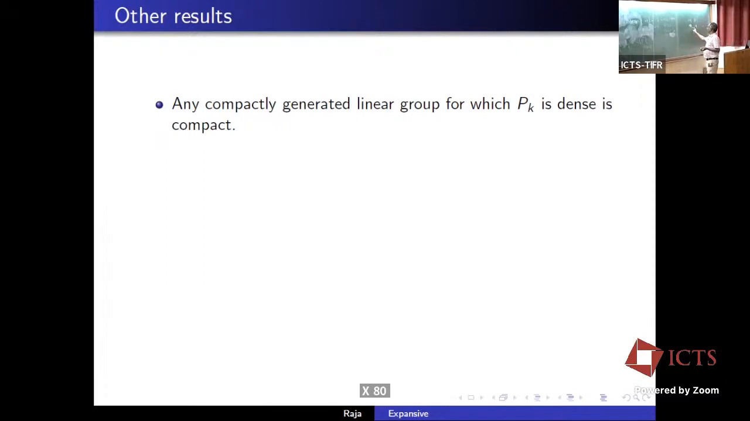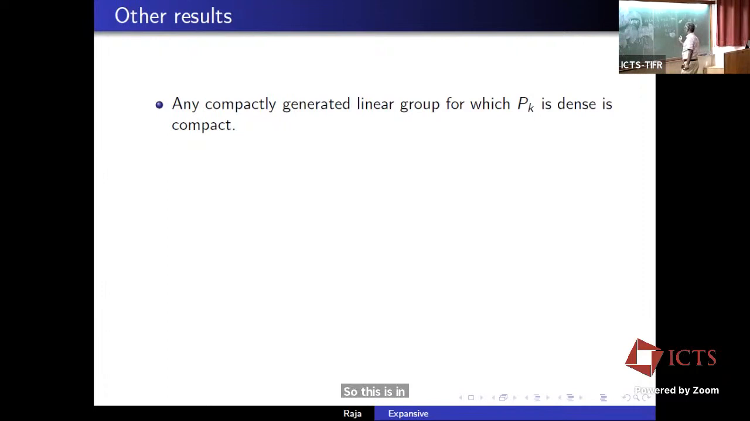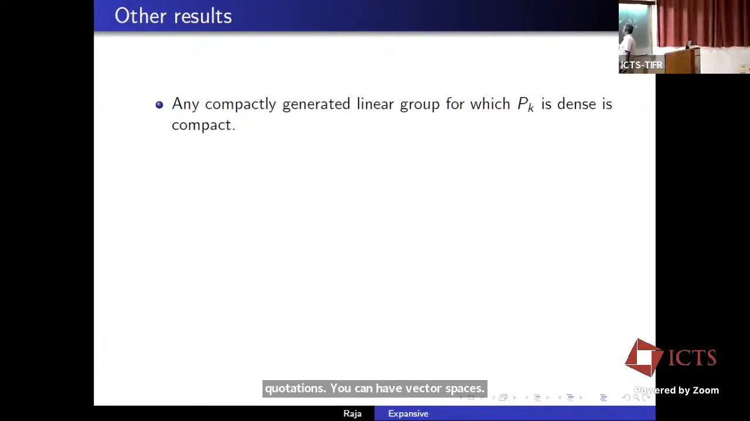Z_p, or A_p, will consist of all vectors b such that they have valuation, norm, less than or equal to 1. So this is in one dimension, but the same thing can be done for a unipotent group also, because on successive quotients you can have vector spaces. So you can lift all of that to the whole group. It is contained in L times C.